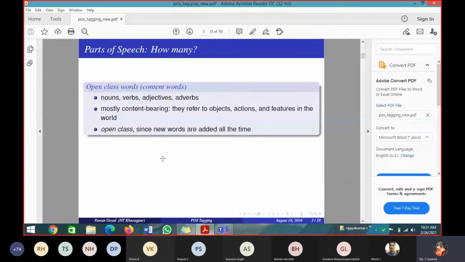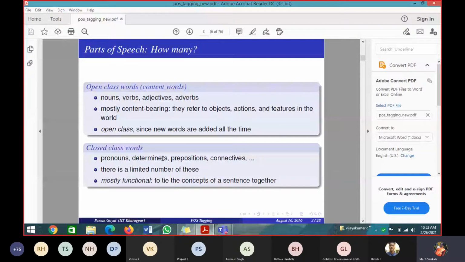So open class words are the content words like nouns, verbs, adjectives, adverbs. They have their own POS tagging. Is the set of open class words fixed, or will new words keep being added in a language? New words will be found, and that's why it is called open, since new words are added all the time. So those words are called content words or open class words.